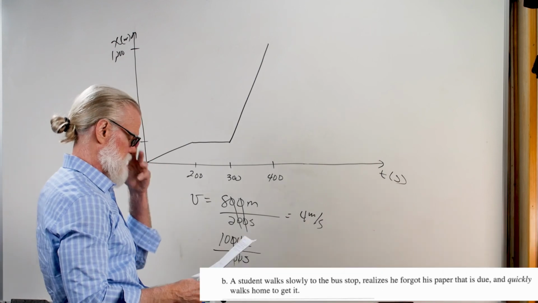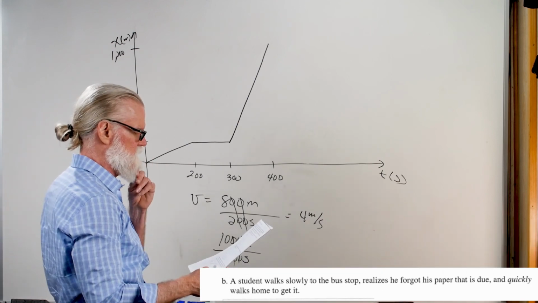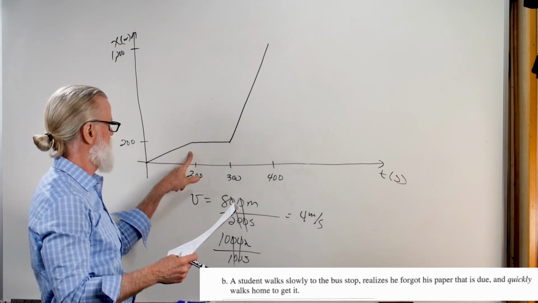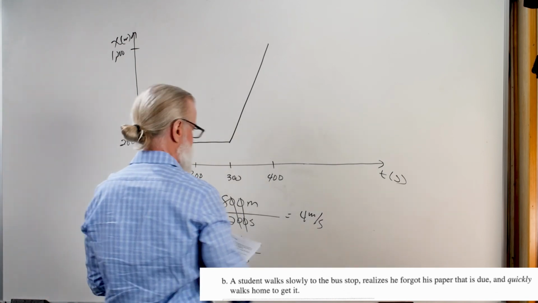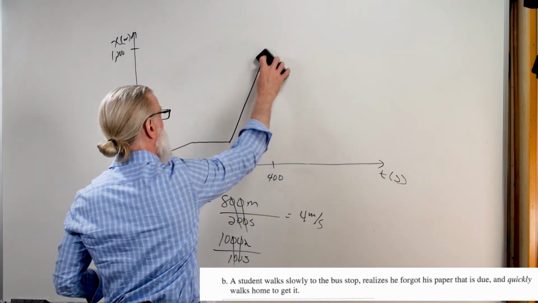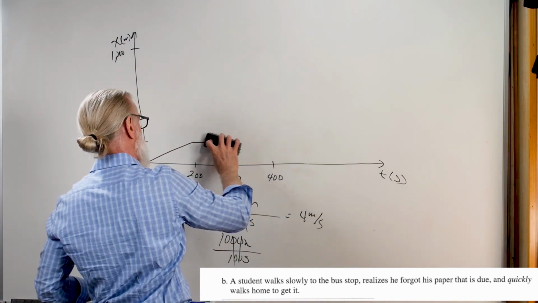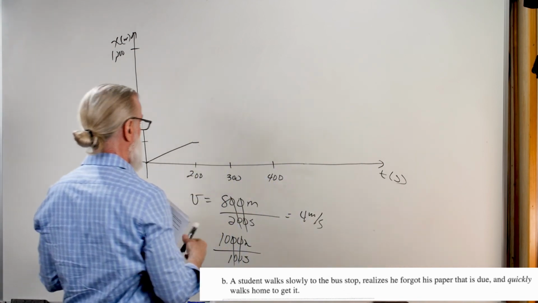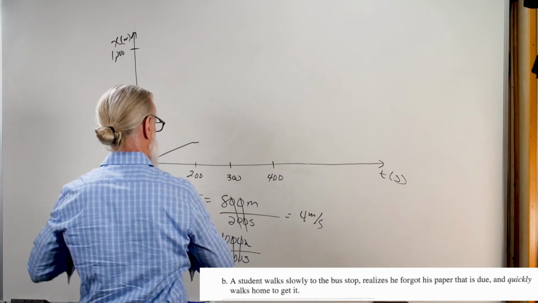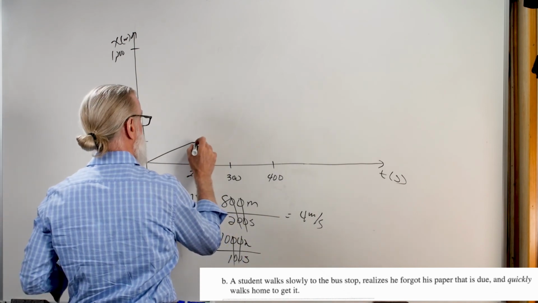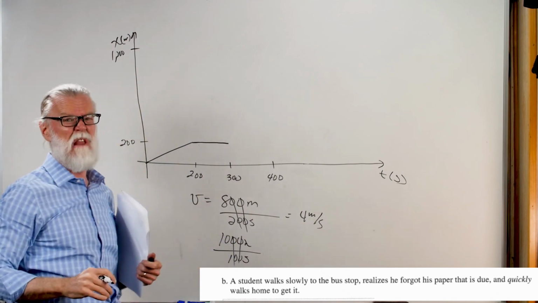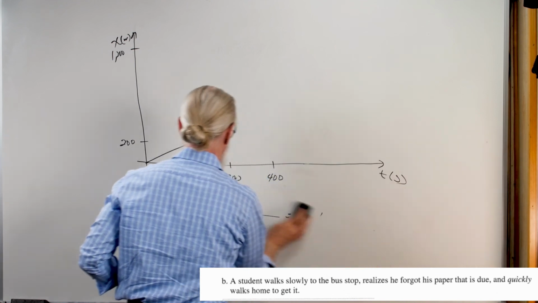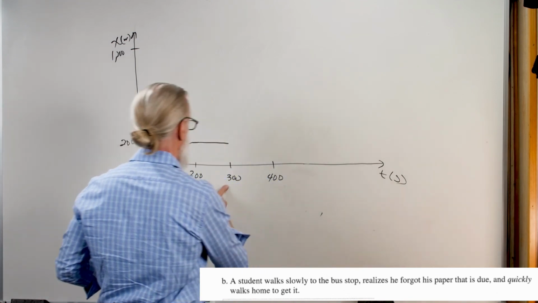Now, a student walks slowly to the bus stop. All right, I'm going to keep that. Then he realizes he forgot his paper. There's my slow walk, right here. He walks to the bus stop and realizes he forgot the paper. So my student's slow on the uptake.